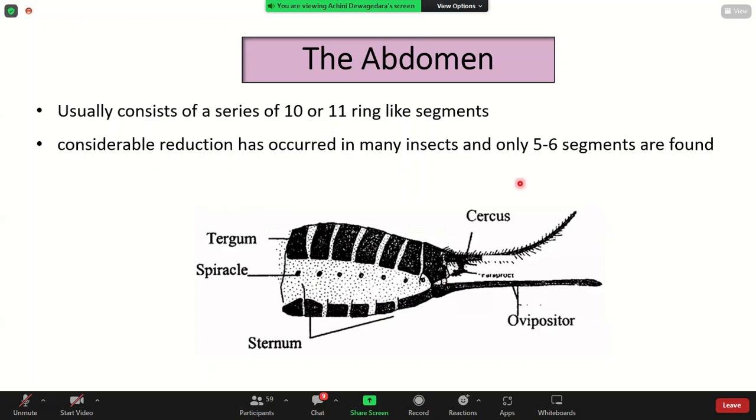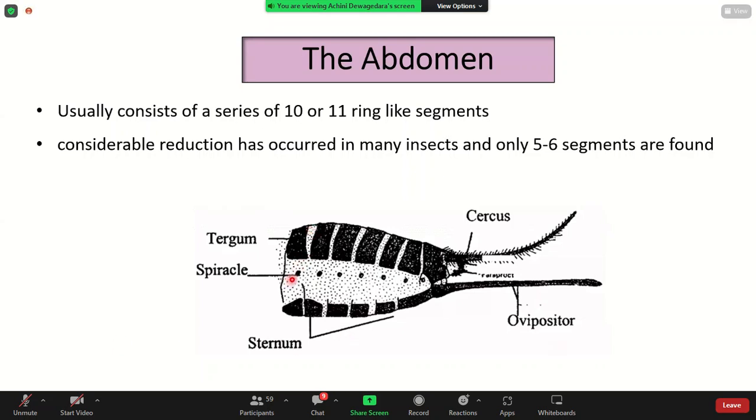So the main structure present here that is important for us is the ovipositor. Ovipositor is present in female insects, and females lay eggs using this ovipositor. Right? So this ovipositor is responsible for laying eggs, and it is present in the females of insects.